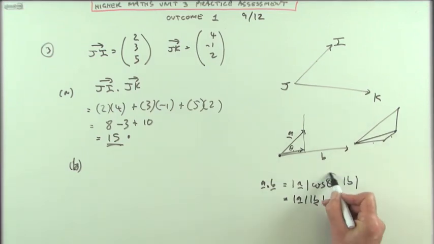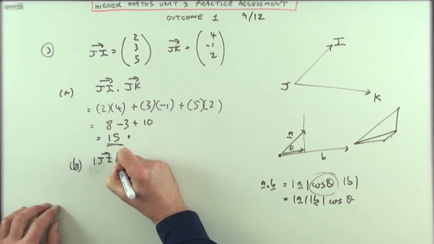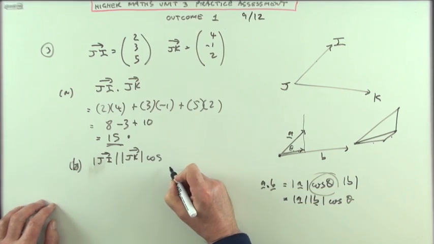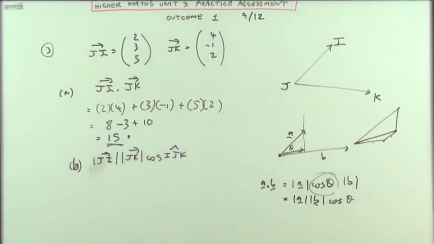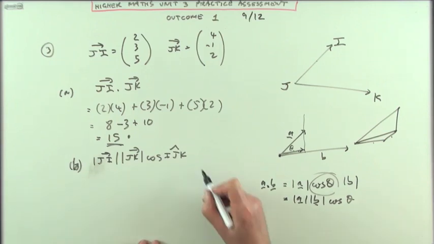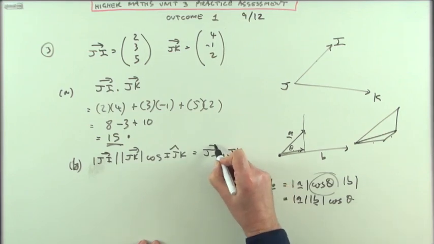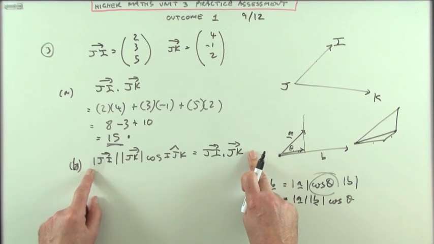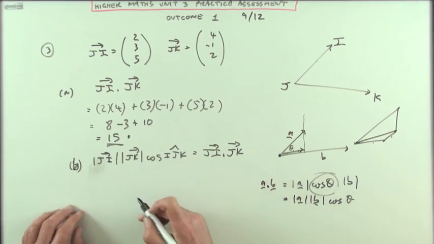So you know everything apart from this, so you can find that. So what would the statement be? I would say, well, the length of JI times the length of JK times the cosine of the angle IJK, with the little hat symbol for angle there, is one way of working out the scalar product, is the same as JI dot JK. Now that's the equivalence of the scalar products, but you'd probably start off question B, not with that statement, but with the statement rearranged just to say the cosine.